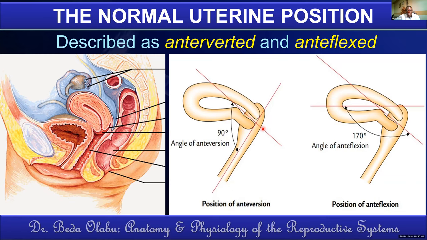Uterine version refers to the angulation between the long axis of the vagina and the long axis of the cervix. That angulation is what we call the angle of uterine version. So we can use the term anteverted, which is the normal one, which means that the angle is folding forwards, the uterus is folding forwards. So it makes it almost 90 degrees there.